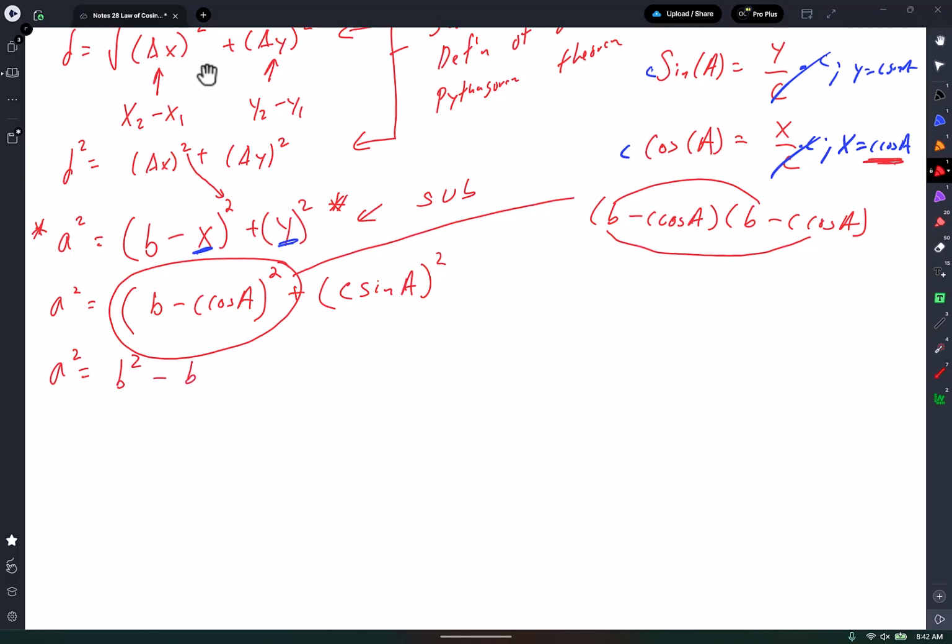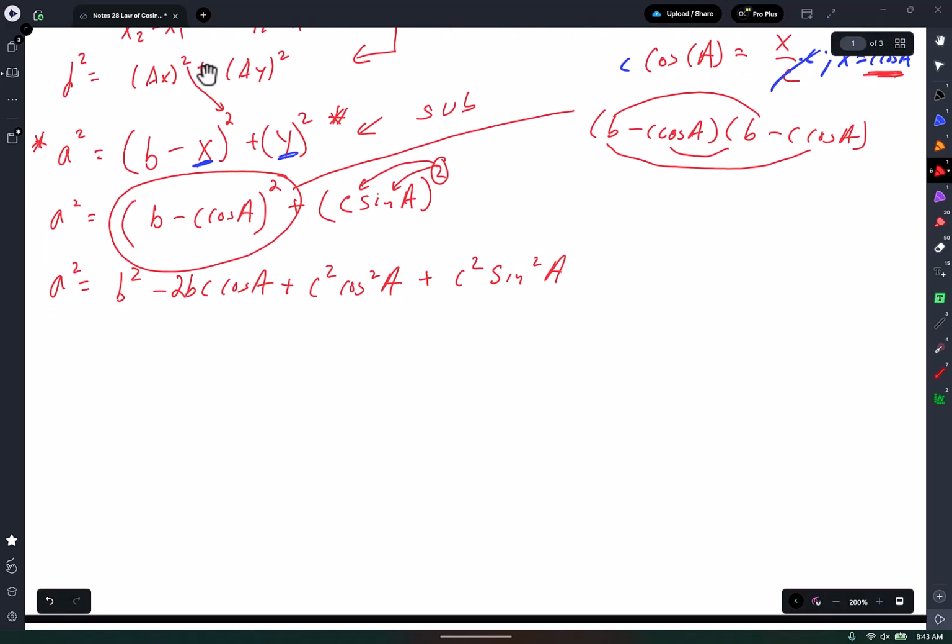minus bc cosine a. But you're going to have two of them. Do you guys see that one right there? So I'm going to write a 2 in the front. Do you guys see where I got that? And then negative c cosine a times negative c cosine a is going to be plus, because negative times a negative is a positive, c squared cosine squared a. Are we okay with that? Okay. Law of exponents. Here's that squared. You're going to put it to both of these. So plus c squared sine squared a.